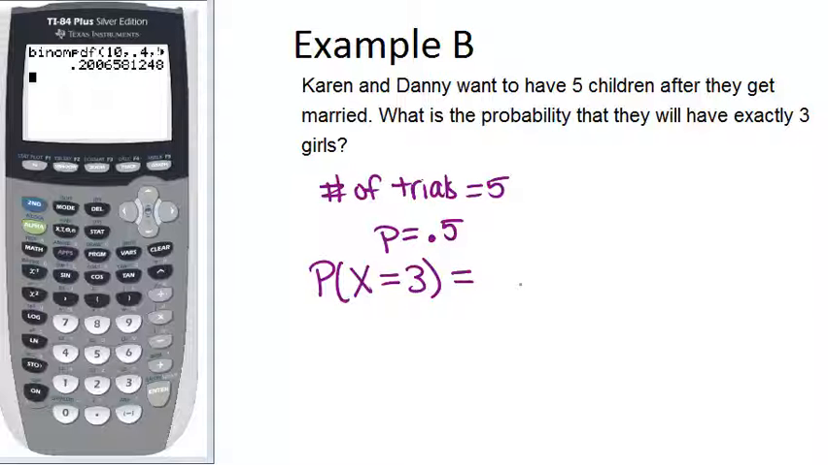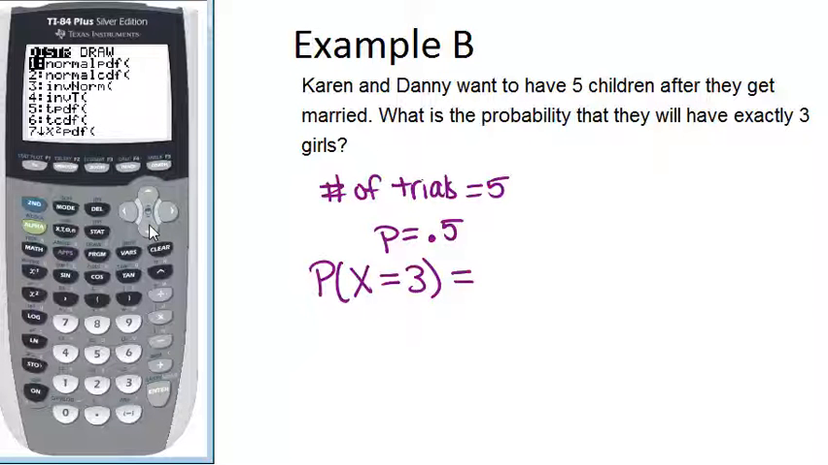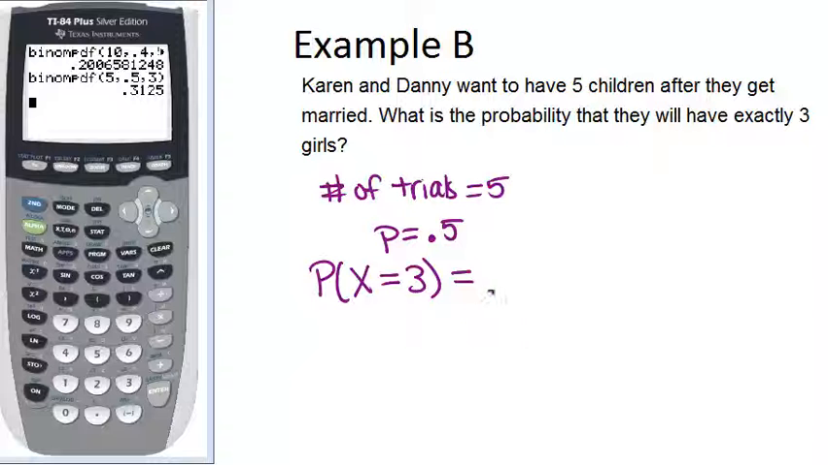Now we can use our calculator to help us out. So again, go into your distribution menu and scroll down. Once you get into the Binompdf menu, we want to type in 5 for the number of trials, 0.5 for the probability, and 3 for the number of successes. Then we can paste and click enter. And we get our answer is 0.3125, which is about 31% chance. So there's a 31% chance that they will have exactly 3 girls in their 5 children.